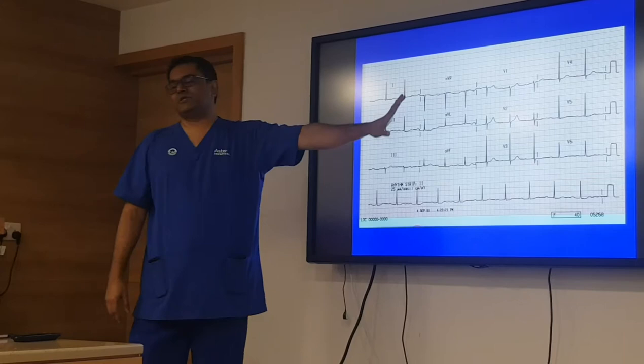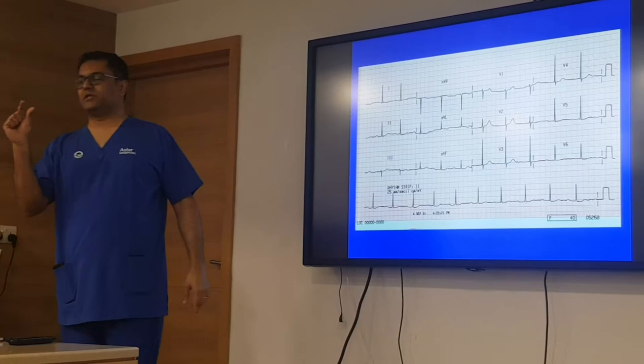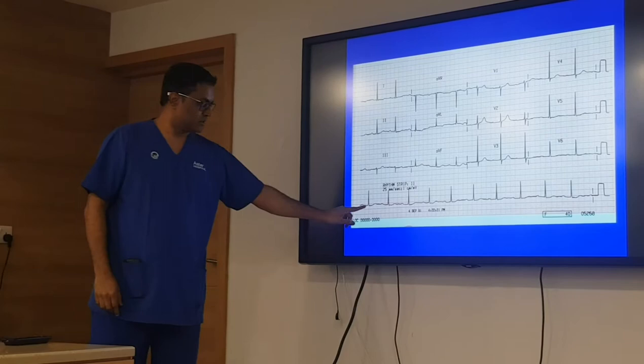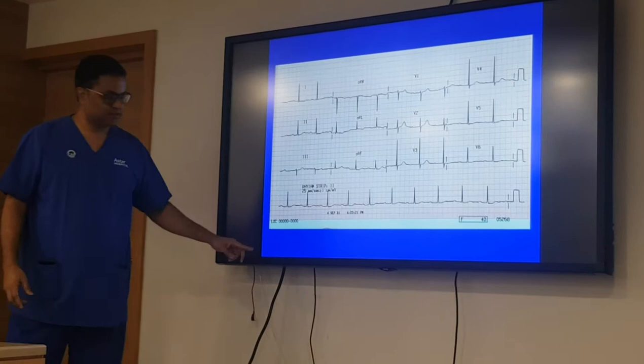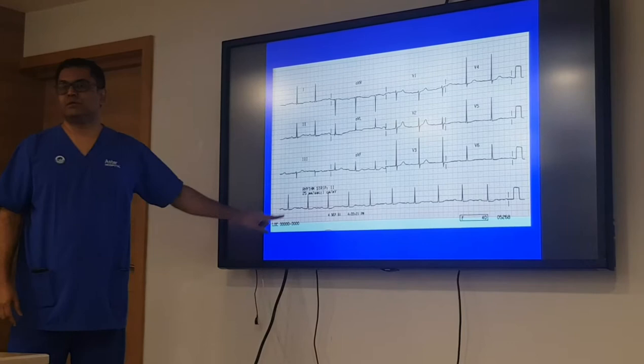What is the normal PR interval? Less than 120 milliseconds. Remember, 3 to 5 small squares. Each small square is 40 milliseconds. When it's more than 5 small squares, like here where it's starting here, it's more than 5, isn't it? It's almost 9 small squares. So 3 to 5 small squares is the normal PR interval. Okay. PR interval.